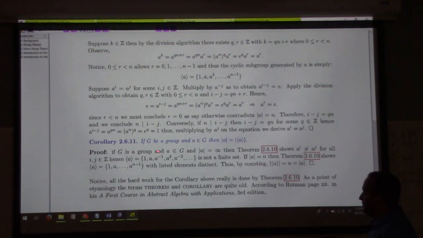Here's the proof. If G is a group and A is in G, and the order of A is infinity, then by the theorem I just went through, these powers are distinct, and so that means that the cyclic subgroup generated by A is not a finite set. So its order is infinite.